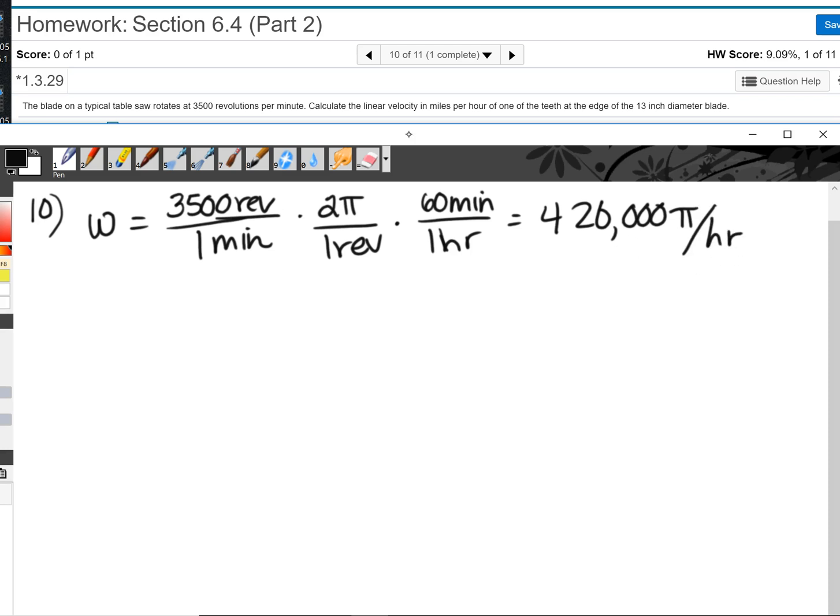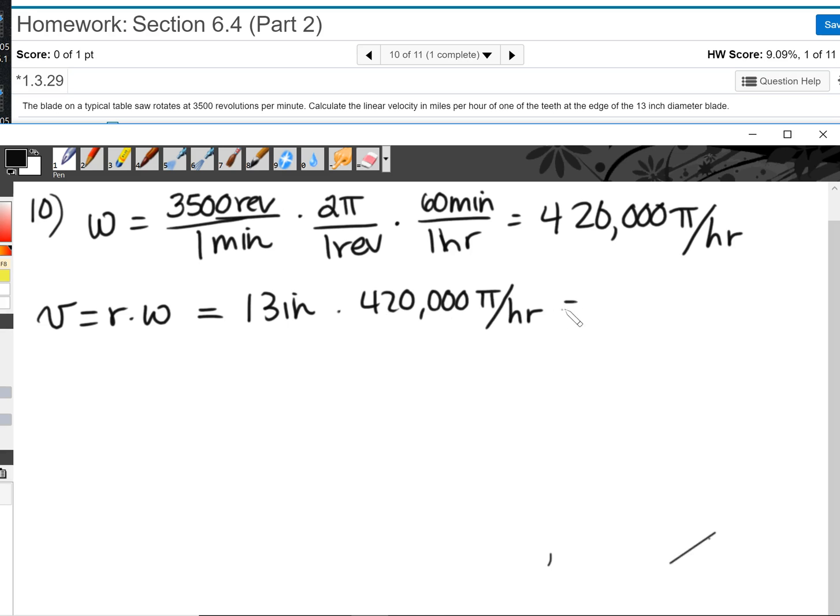Okay, so calculate the linear velocity, and all I need is v equals r times omega. My r in this case is 13 inches. So that'd be 13 inches times 420,000 pi per hour. And so you'll notice we'll get inches per hour. Oh, but they want it in miles per hour. Okay, so let's see what we get here.